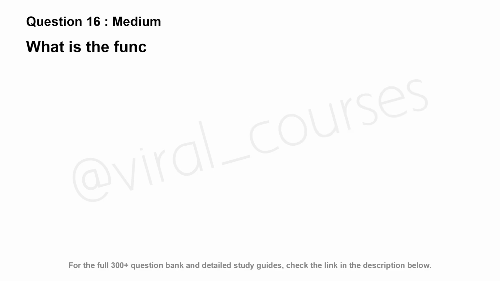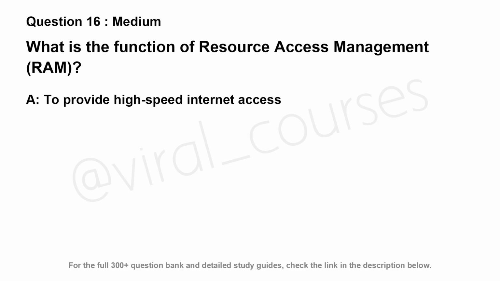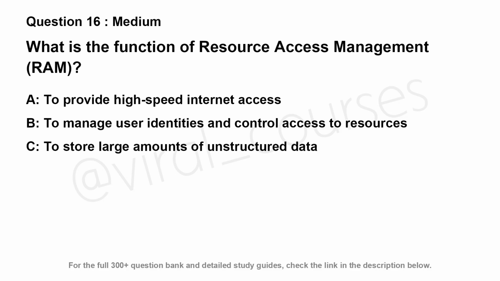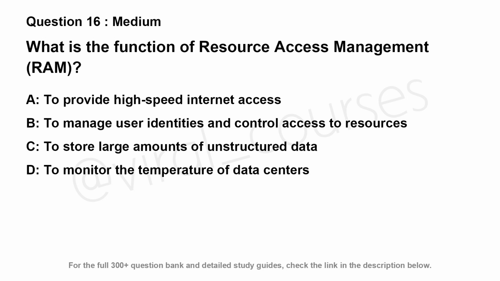What is the function of Resource Access Management, RAM? Option A, to provide high-speed internet access. Option B, to manage user identities and control access to resources. Option C, to store large amounts of unstructured data. Option D, to monitor the temperature of data centers.